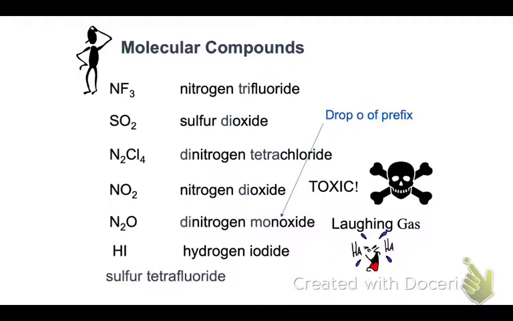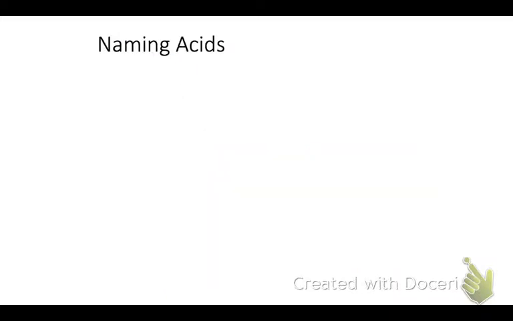Now, sulfur tetrafluoride means you have 1 sulfur with 4 fluorines. So what will be the formula? SF4. All right, good.